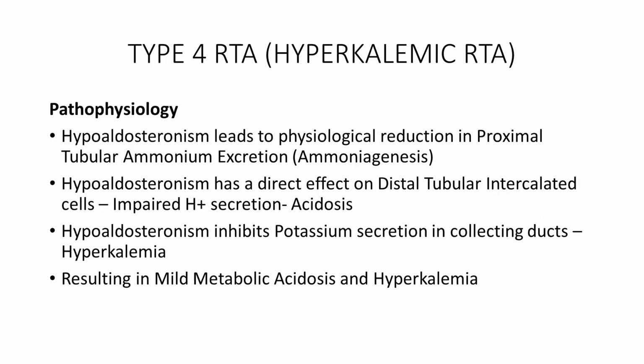We are now discussing the pathophysiology of type 4 RTA. Hypoaldosteronism leads to physiological reduction in proximal tubular ammonium excretion. You see, whenever there is lack of aldosterone, the proximal tubular ammonium excretion is also impaired. Hypoaldosteronism has a direct effect on distal tubular intercalated cells. There is impaired hydrogen ion secretion, leading to metabolic acidosis. And hypoaldosteronism inhibits potassium secretion in the collecting duct, which is usually exchanged with sodium. So potassium secretion is impaired and there is hyperkalemia, resulting in mild metabolic acidosis and hyperkalemia.